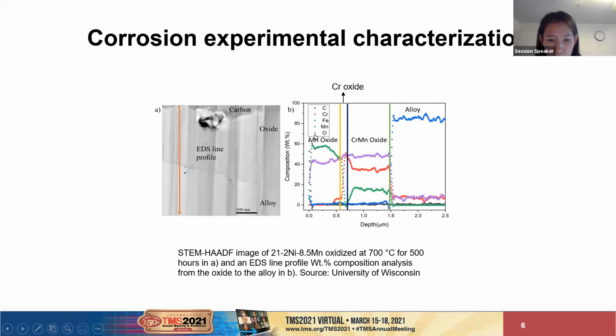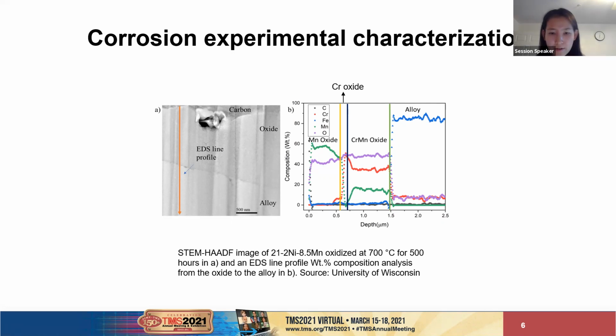In the right figure, the left side is the environment, the gas, and the right side is the alloy substrate. We can see that there are basically three types of oxides formed on the substrate. The outer oxide layer is rich in manganese, and the middle layer is rich in chrome, and the inner layer has both chrome and manganese oxide, and it has a spinel structure, so I will refer to it as the spinel oxide from now on.